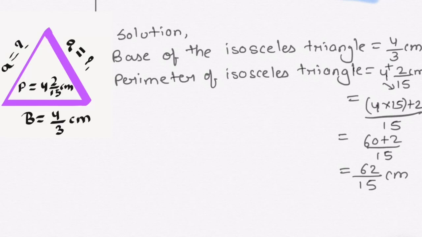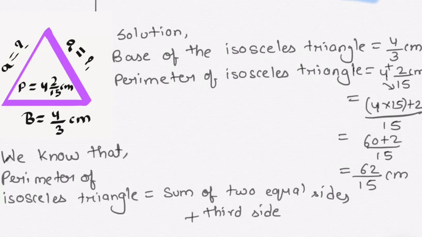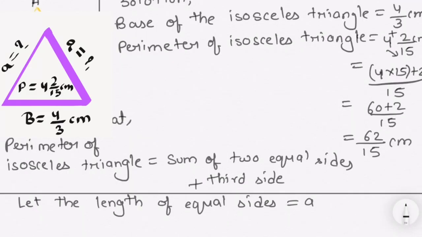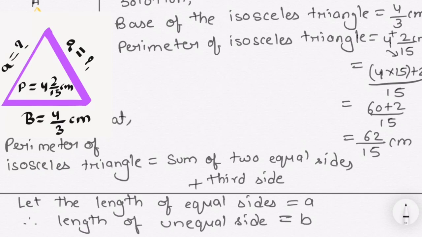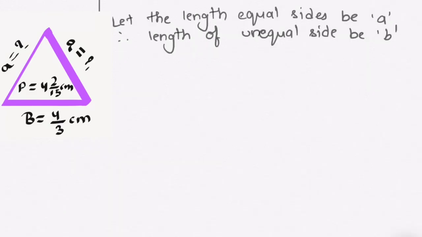In an isosceles triangle or any triangle, the number of sides is 3. In this case, since it is an isosceles triangle, there are 2 sides which are of equal length, and the third side they call the base. So the perimeter of an isosceles triangle is equal to the sum of the 2 equal sides plus the third side, which is the base side. In this case, let the length of the equal side be a and the length of the unequal side be variable b.